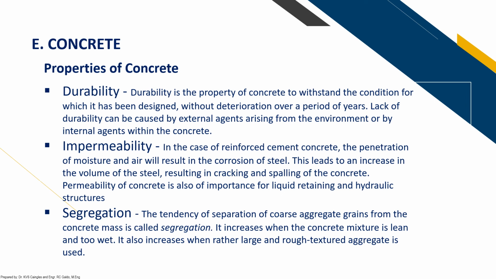And also one reason for segregation is that it gets overmixed. So usually, the concrete mixers have a specified number of revolutions per minute and also a specified time. So when it is exceeded, the rate of rotation of the mixer drum goes beyond what is specified. The tendency is that it gets overmixed. And then as a result, your aggregates and also the cement paste will segregate.